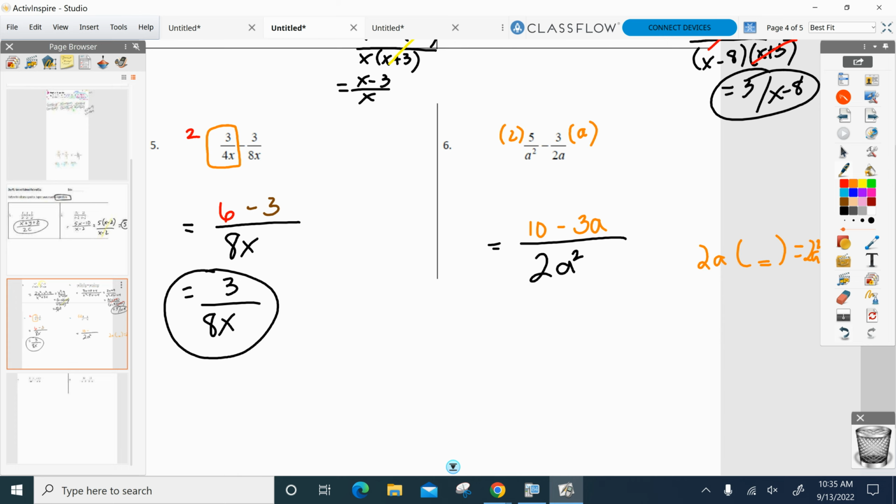Why can I not reduce the a's? Because of what symbol up there? Subtraction. Well, I don't care if it's squared or not. It's connected by that subtraction sign. So there's no way we're getting rid of the a's. No way we're getting rid of the 10 and the 2. So that is as far as we're going.